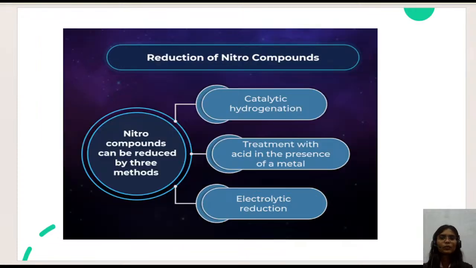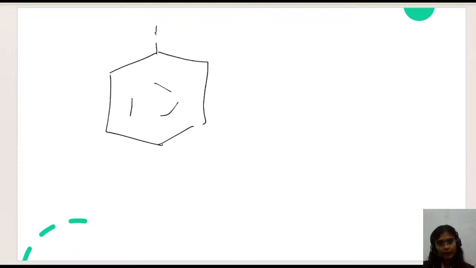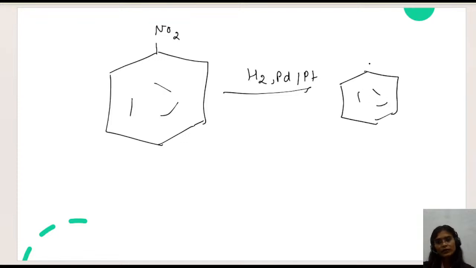So let's see some important part for the nitro compound. Some topics we already covered, if you remember: if you have a nitro compound, go with catalytic hydrogenation. What is catalytic hydrogenation? The same H2 with Pd or platinum. Let's see how we have to go with catalytic hydrogenation. Suppose I have this nitrobenzene, and in this case I'm using H2 with Pd or platinum. What is happening there? The NO2 group is converted into the NH2 group.